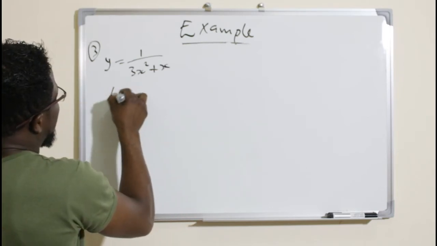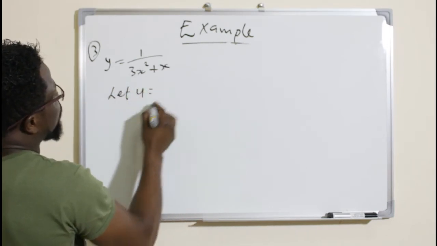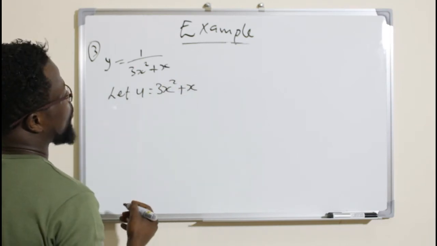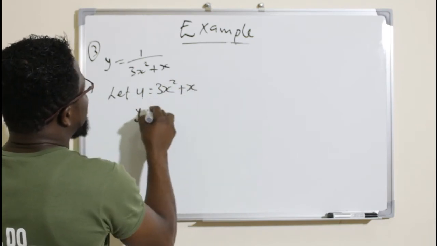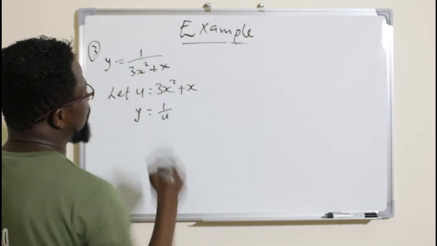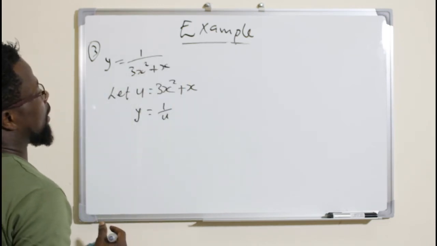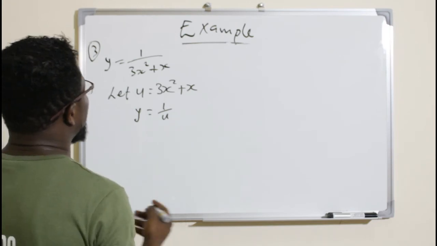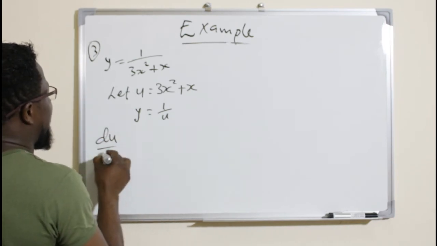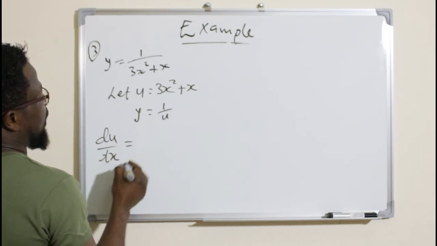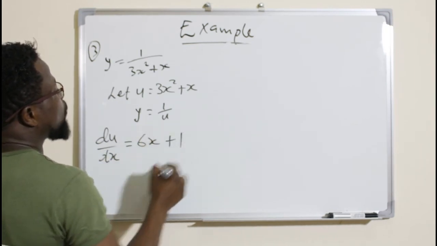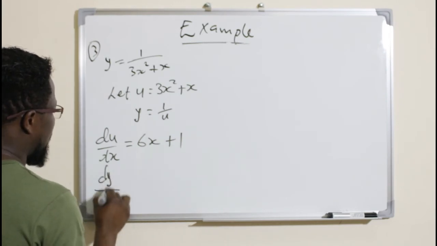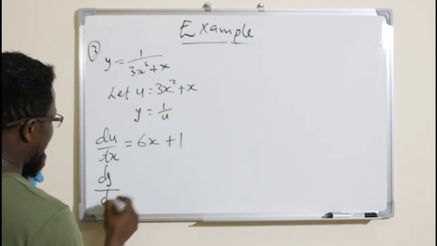I can simply let u be equal to 3x squared plus x, so that my y will become 1 over u. And then I'll be able to solve this problem easily. Once I'm given this, I'll find du/dx, which is 6x plus 1. And what is dy/du?